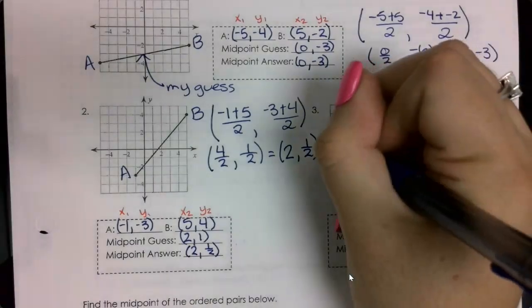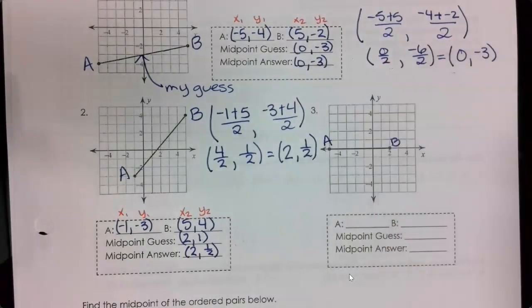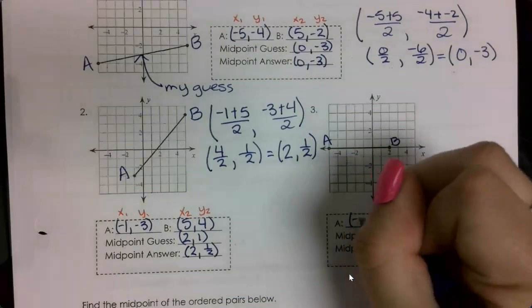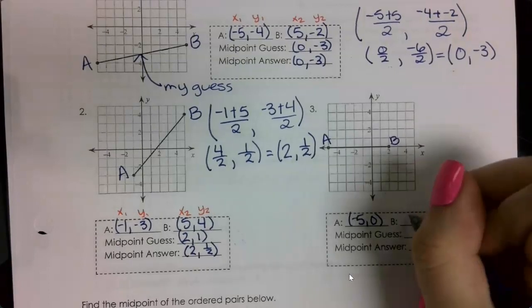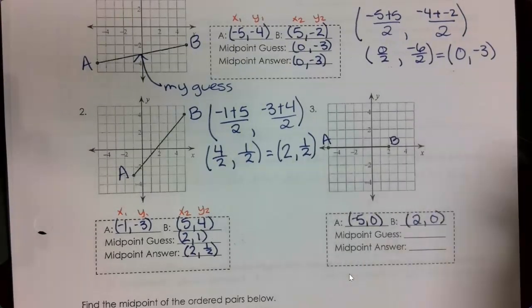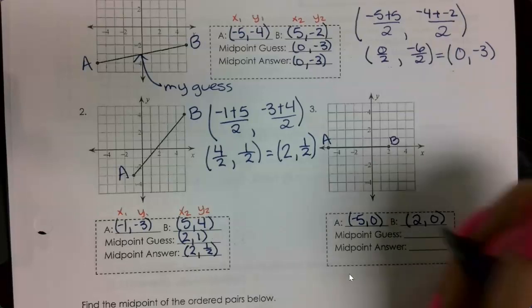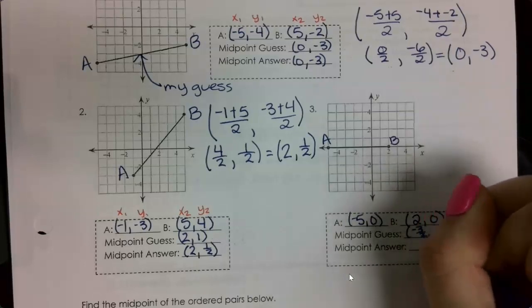Okay, so on number 3 I want to label my A and B again. What is my coordinate point for A? And my coordinate point for B? Okay, what do we think our midpoint is here? Okay, I'm going to make that a fraction, so negative 3/2, 0.